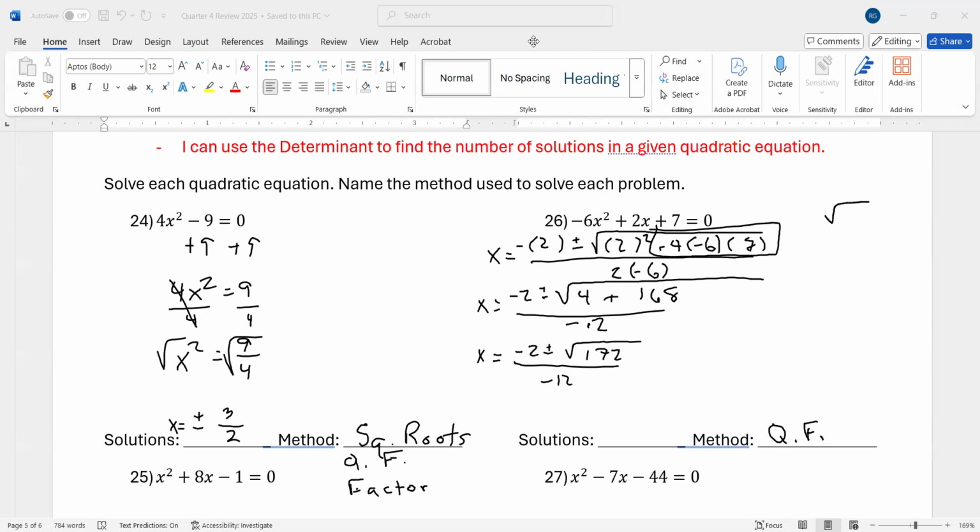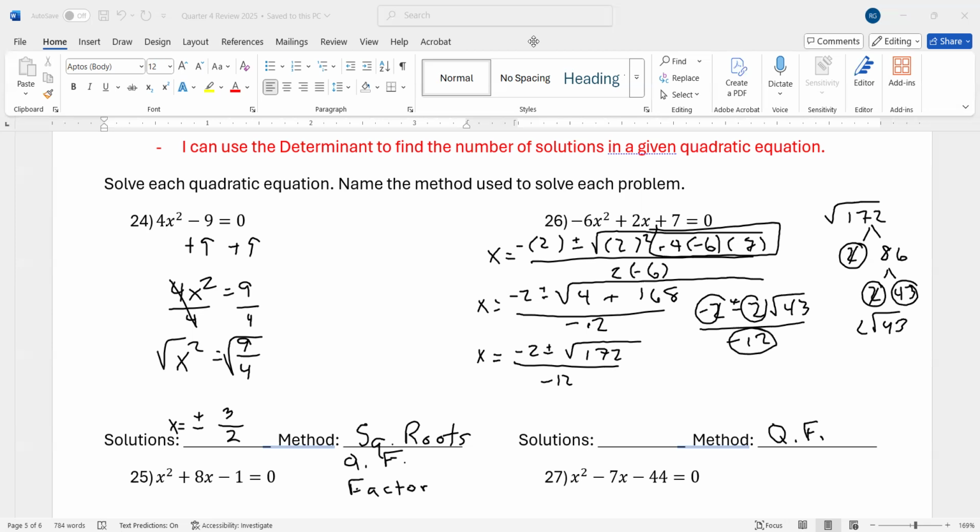I'm going to go ahead and break this one down. 172 breaks up into, let's see. Nope, doesn't divide by 3. So let's divide by 2. 86, 2 and 86. And then 86 is 2 and 43. I'm pretty sure 43 is prime, and it is. So this ends up being 2 radical 43. So I have -2 plus or minus 2 radical 43 over -12.